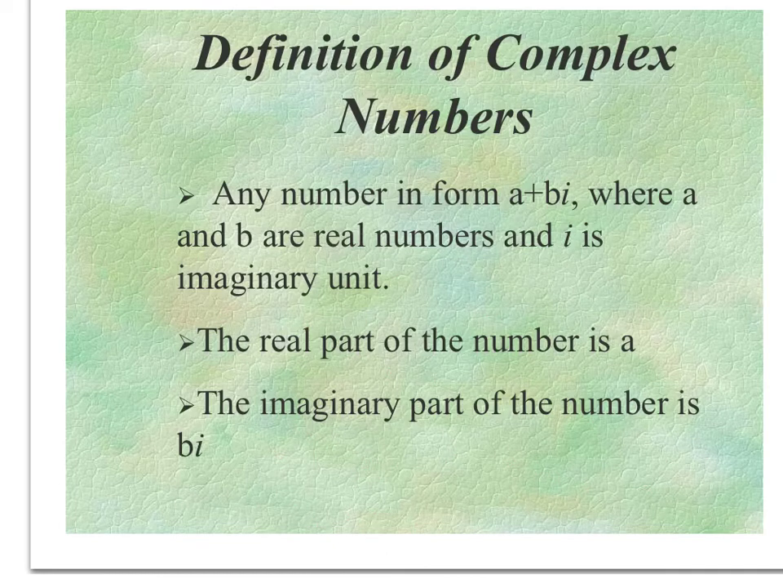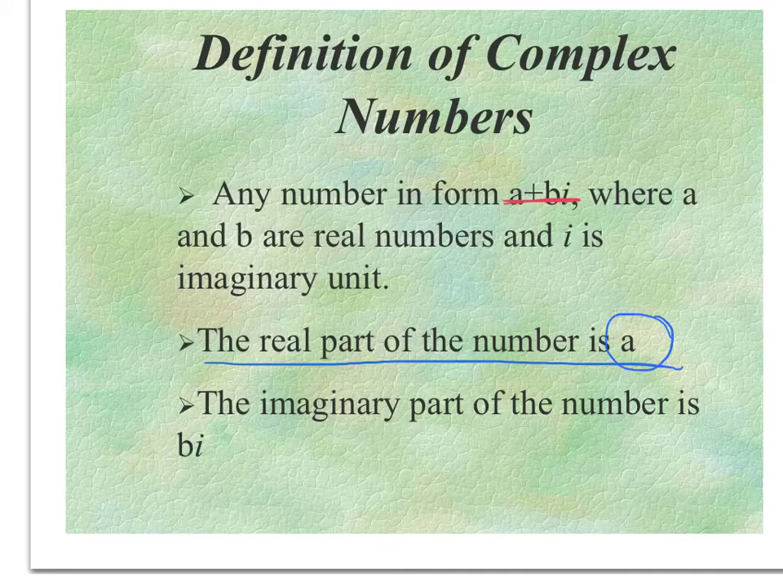The definition of complex numbers: any number that's in the form of a plus bi, where a and b are real numbers, and I is the imaginary unit. So the real part of the number is a, and the imaginary part of the number is bi.